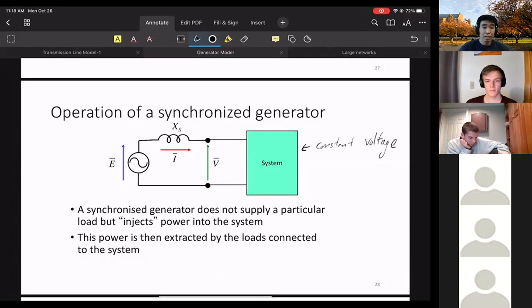All right. So I think we have a little bit left to do with generators, and we'll do that next time. Next time we'll finish up with the more detailed equations for generators. It won't take us that long.